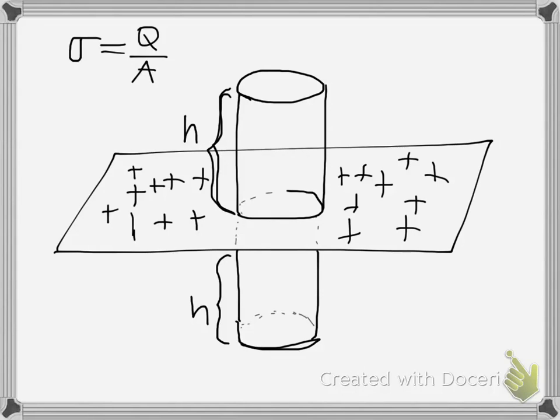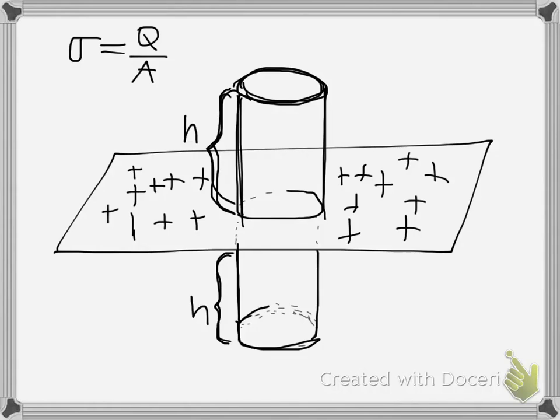To do that, we're going to use Gauss's law. I've drawn a cylinder that goes through this surface, at a height h above the plate and at a height h under the plate. That's what I've drawn in this diagram, and we're going to use it to find the electric field at a height h. To do that, we're going to find the electric flux through this, and then use it to find the electric field.